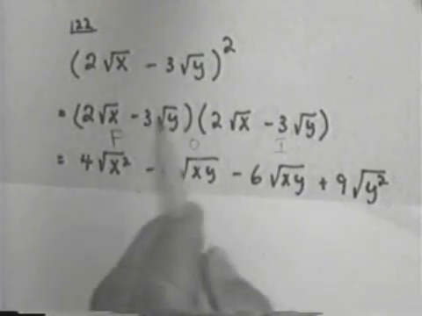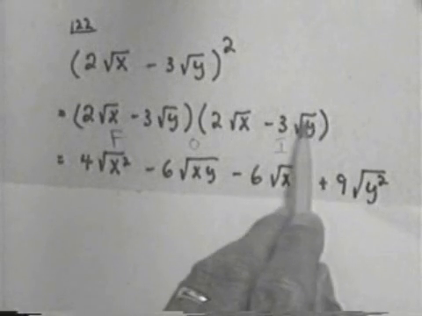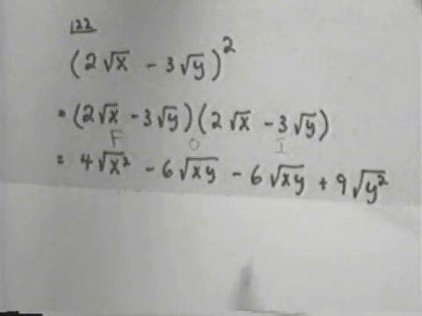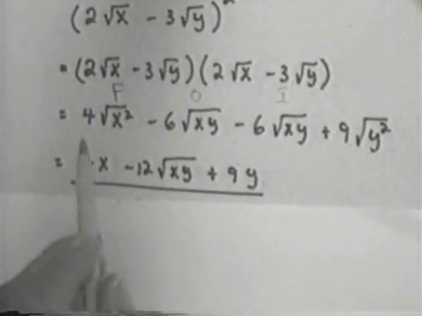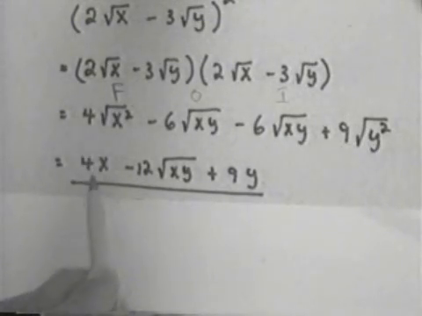Finally, multiplying the last: a negative 3 times a negative 3 is a positive 9, the square root of y times the square root of y is the square root of y squared. Now I can take the square roots. The square root of x squared is x, so I have 4x.